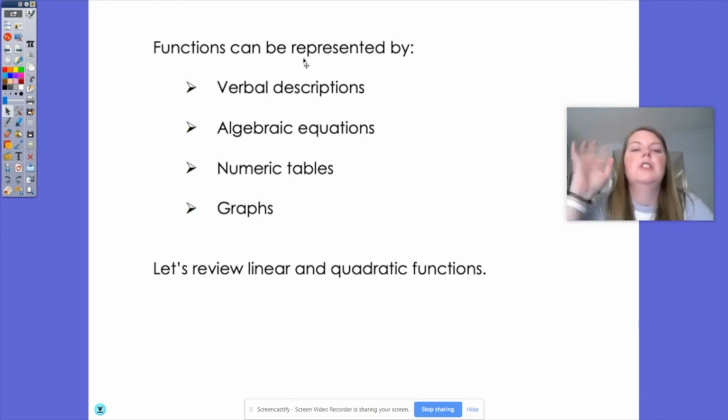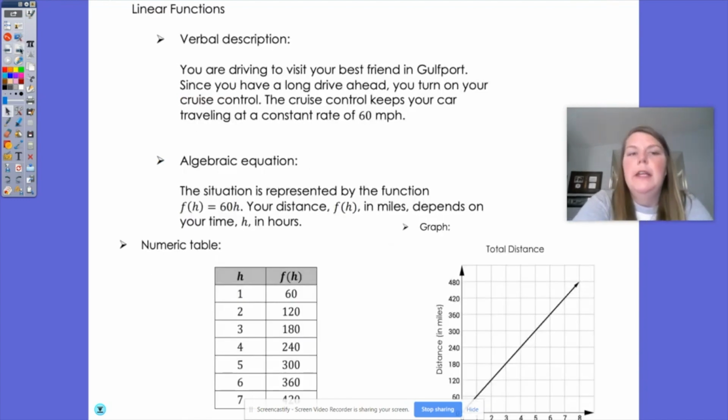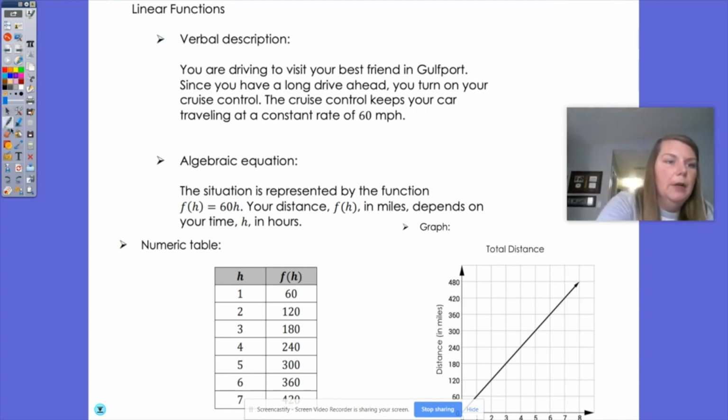Remember, we can talk about functions in four different ways: word problem, equations, tables, and graphs. So the first thing we're going to look at is a review of linear functions. Here's an example. The word problem says you are driving to visit your best friend in Gulfport. Since you have a long drive ahead, you turn on cruise control. Cruise control keeps your car traveling at a constant rate of 60 miles per hour. And so the equation is 60 times h, with h being our hours.